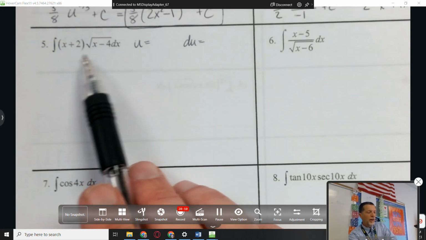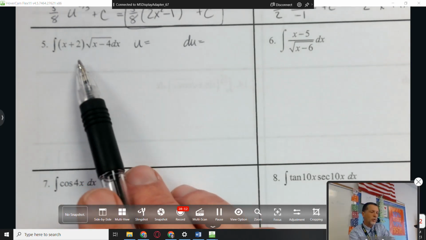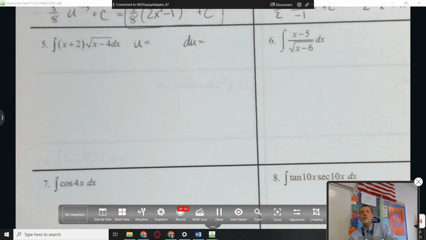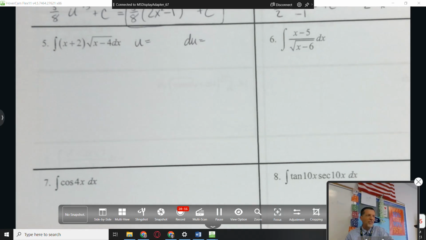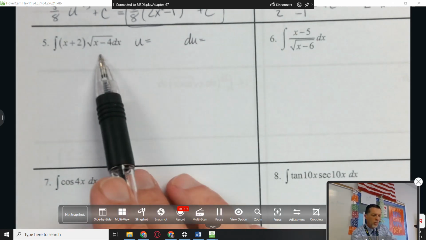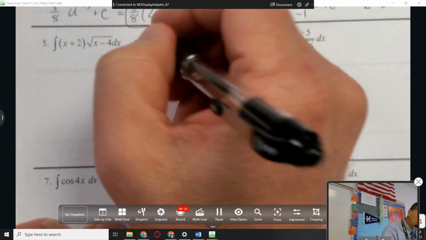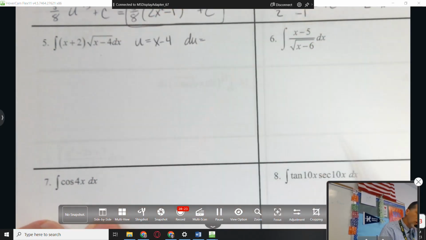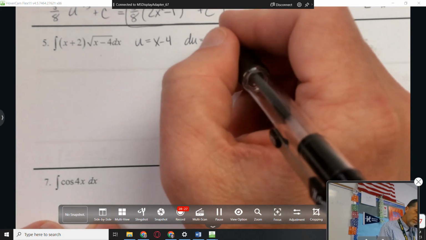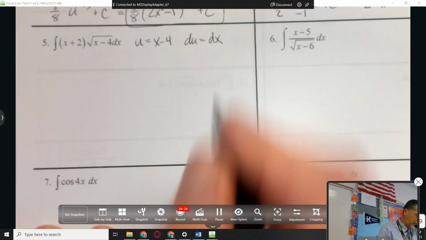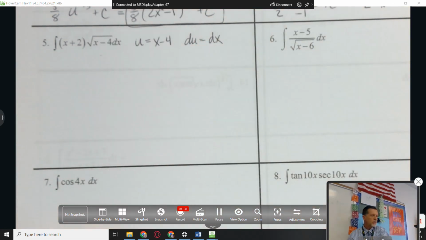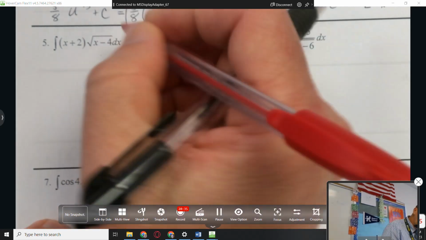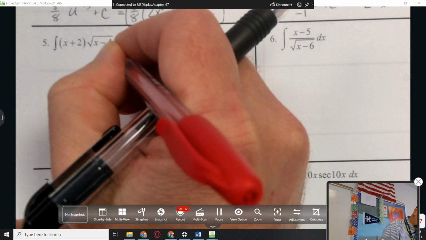Now, how about x minus 4 versus x plus 2? You want to use u to reduce the complicated stuff. So the square root is the more complicated part. So let's let u be x minus 4, and then du is dx. You don't have to worry about manipulating for du. So that's an easy part. So this part is du.